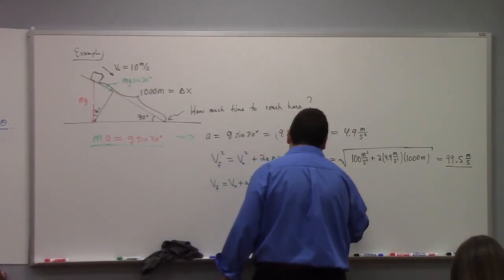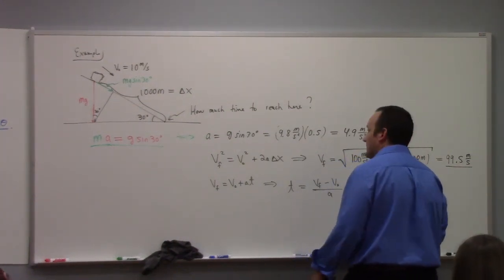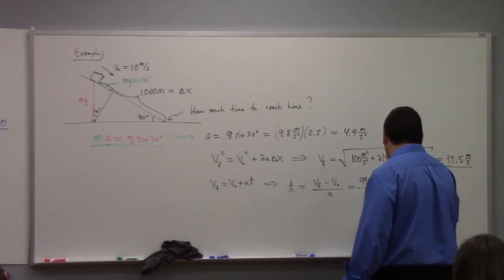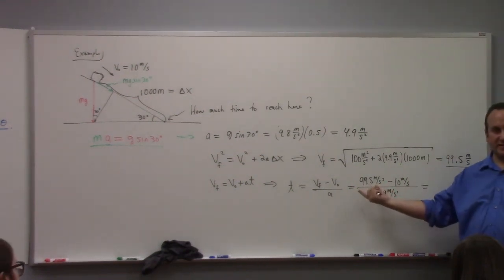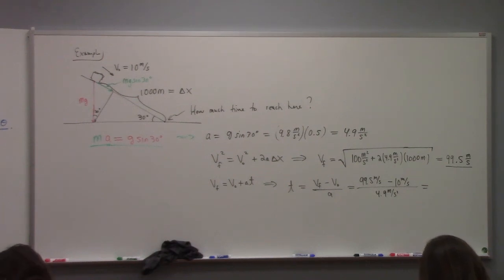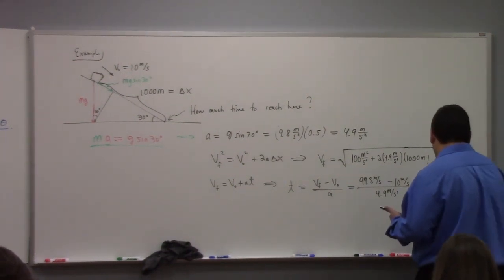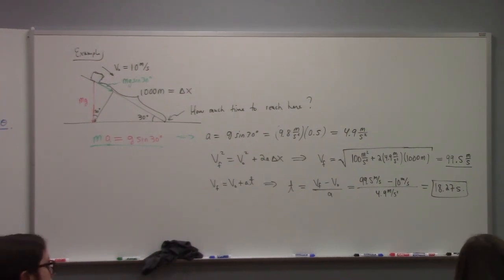So VF minus V naught divided by a, which is 99.5 meters per second minus 10 meters per second, divided by my acceleration, which was 4.9 meters per second squared. As you can see, the units work out because the meters cancel, and I somehow got, this is interesting, I don't know how this final velocity has somehow acquired the units of acceleration in this formula. It's interesting and also wrong. So that should be meters per second. And so whatever that is, yeah, 18.27. So it would take 18.27 seconds.